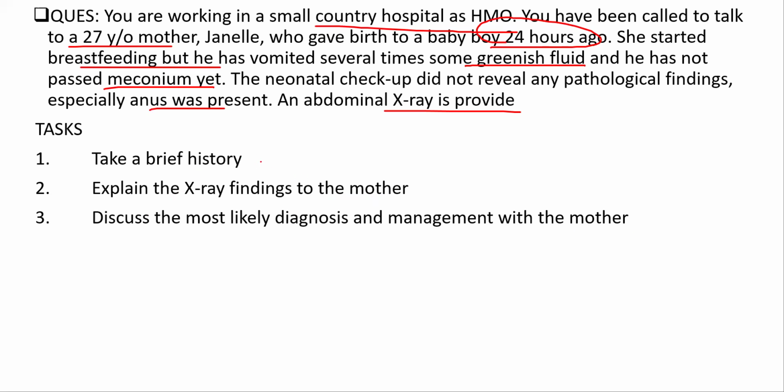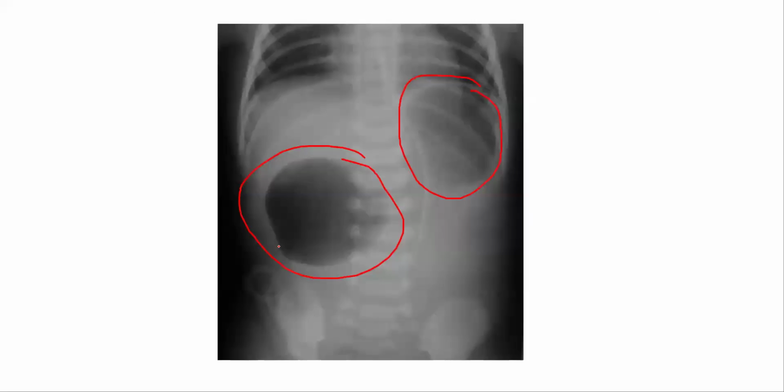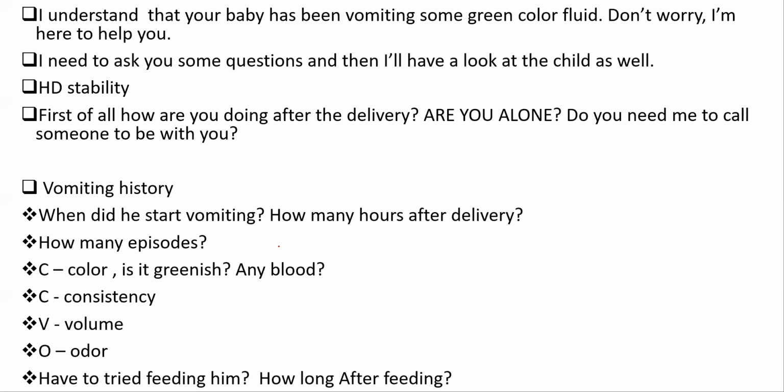So history can be from the nurse or from the mother, any of them. And you have to explain the X-ray to the mother also. So you will know how to explain X-ray to the mother in here.